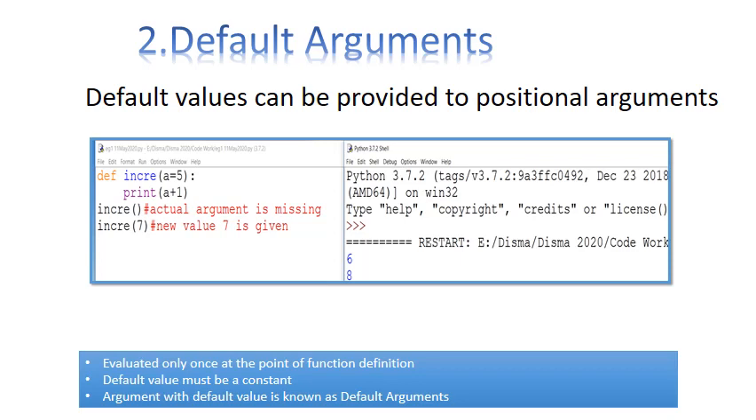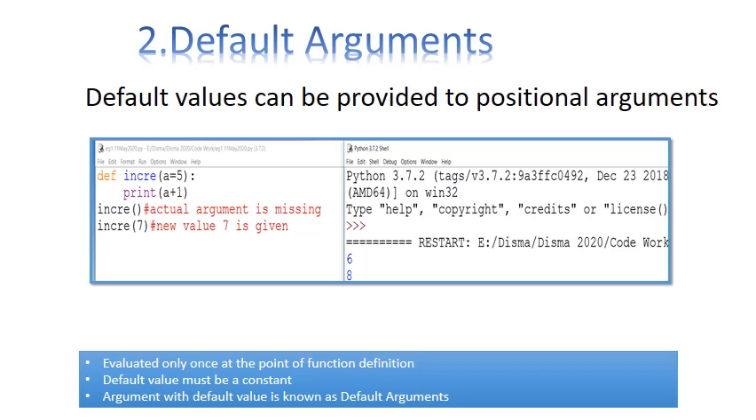In that particular program, the incre function is called twice, one without arguments, one with a single argument. The first one will give you the output 6 because it is missing its actual argument, so it will take the value 5 for a and print the output 6. Whereas in the second calling statement, a 7 is provided, which becomes the new value of a in the function definition. It will print the output 8.